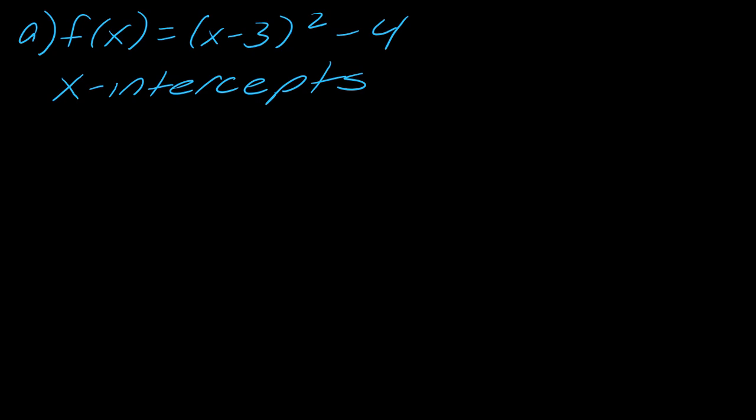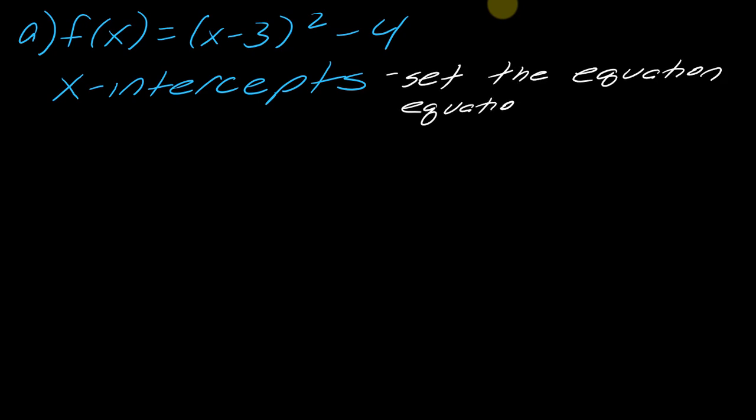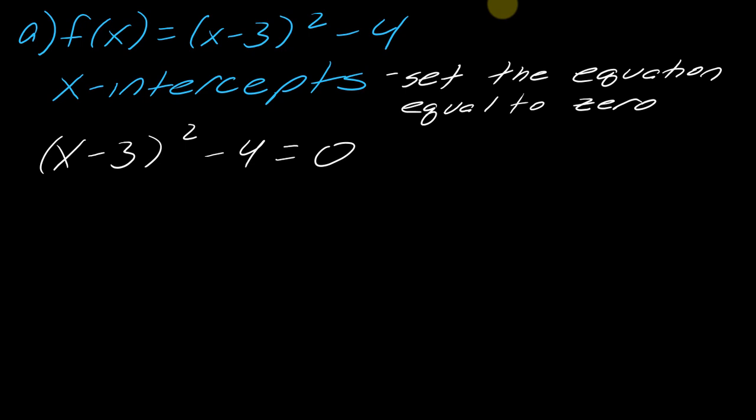Okay, so now let's talk about x-intercepts. How do you find x-intercepts? X-intercepts in general are found by setting the equation equal to 0. So I'll just note that. You want to set the equation equal to 0. So I'm going to have x minus 3 squared minus 4 equals 0. Now that I've written this down, you have to think about what you know about quadratics. This looks very similar to how you would use the square root property.